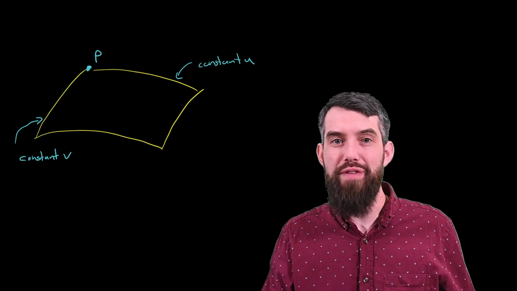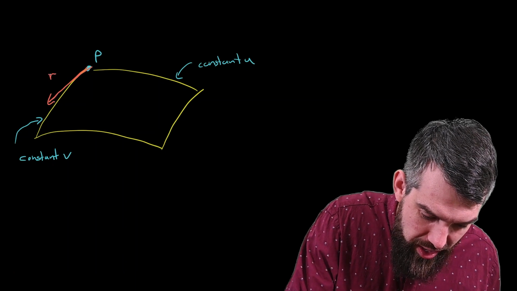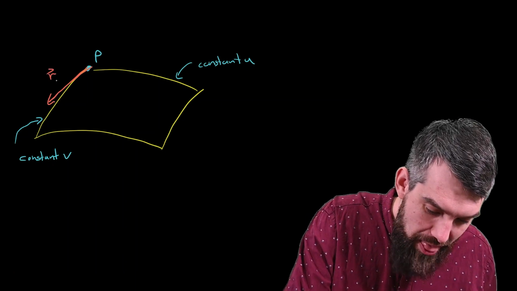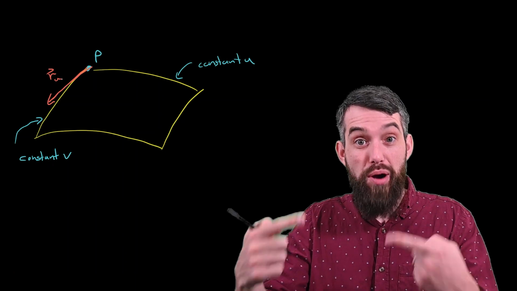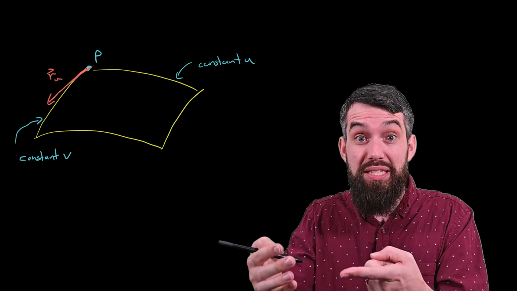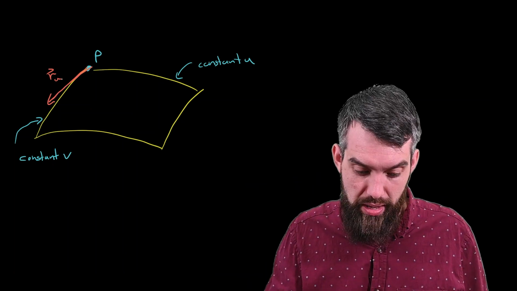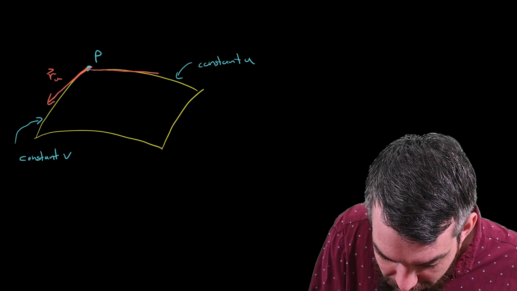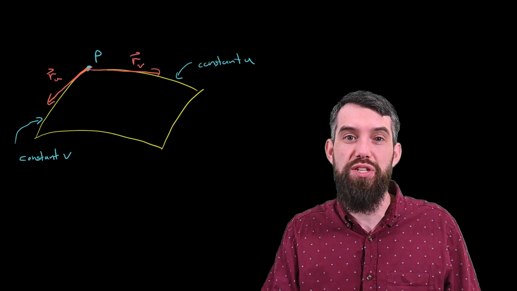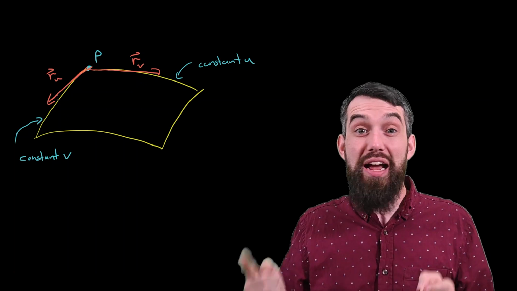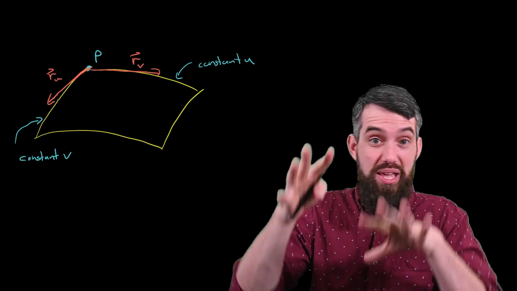So then I'm going to put in 2 vectors. This vector here is going to represent the transformation and the partial derivative of that transformation with respect to U. When you take a partial derivative with respect to U, that means that the other variable, V in this case, is constant. Similarly, I have another vector over here, which is the partial derivative of R with respect to V.